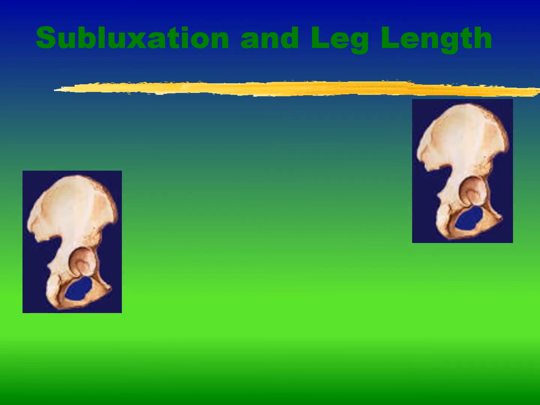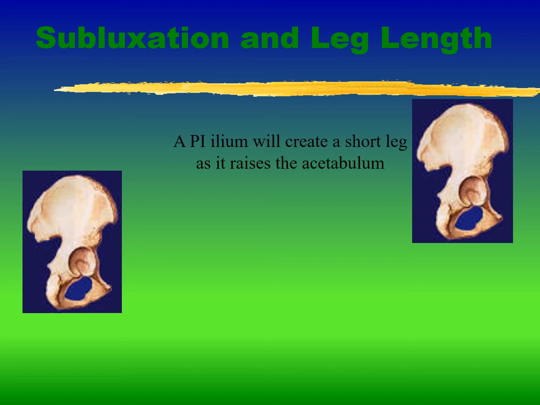Okay. Subluxation and leg length, you guys have had this in other classes, but what it shows here is when we have a PI ilium with the orange arrow indicating the PSIS. As the PSIS goes posterior and inferior, because of where the axis is in the SI joint, it causes the femur head to raise up, as indicated with the red arrow here. So it's kind of like a teeter-totter. As one end goes down, the other one goes up. Okay.